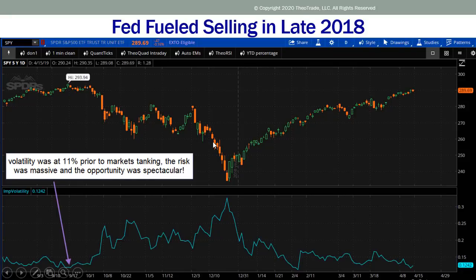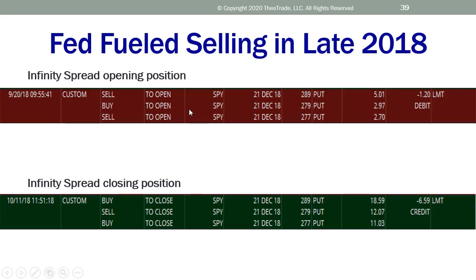Here, this is Fed-fueled selling in late 2018. This is actually the market tanking right around Christmas time of 2018. Volatility was 11%. Look at this thing. Volatility just took off to the upside. Is it a good time? Yeah, I actually took advantage of it. Again, I'm showing you the specific trade. The infinity spread once again was used.